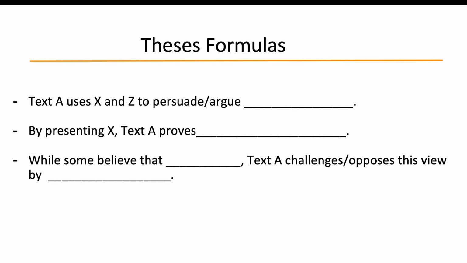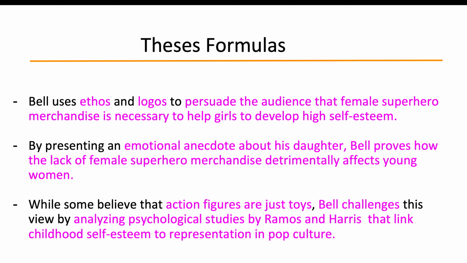So it says, while some people believe that blank, text A challenges or opposes this view by blank, right? So this is a really complex thesis. Some might call it the reversal thesis or the counter argument thesis. In any case, you can use that one if you want to be more complex, right? Okay, so here are some examples of those theses in action, right?